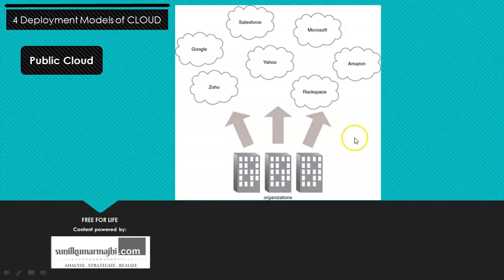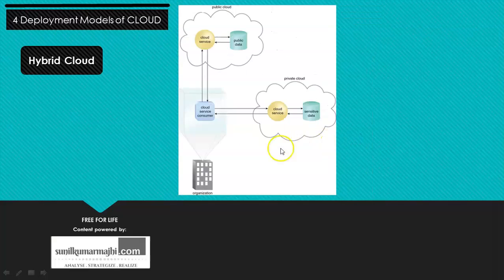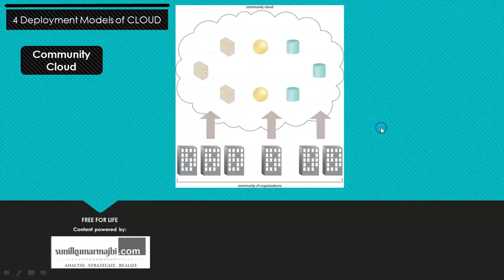Now this is a hybrid cloud. So this is your cloud service consumer. Some of the data is hosted in your public cloud and some of the data is hosted in your private cloud. So this is the database of public cloud data, and this is your database of private cloud data, and this is the service which you, as a consumer, are accessing. Now coming to community cloud, so this is an organization. These are their database servers, these are the services, these are the databases, and you are accessing the services via the community.